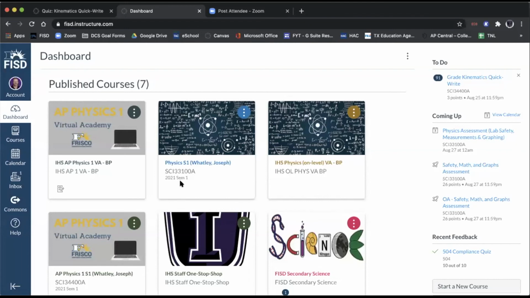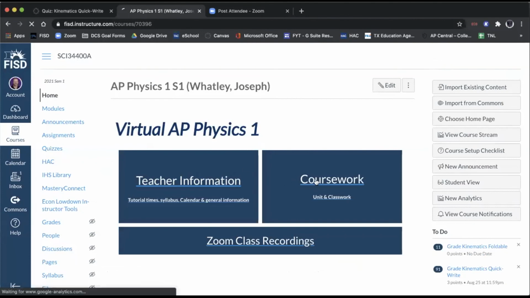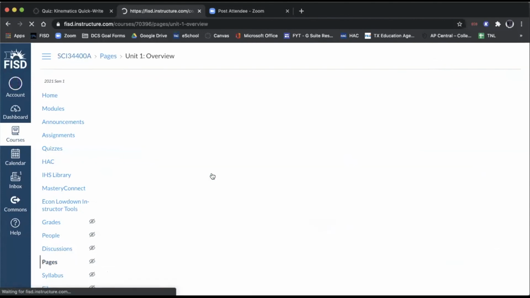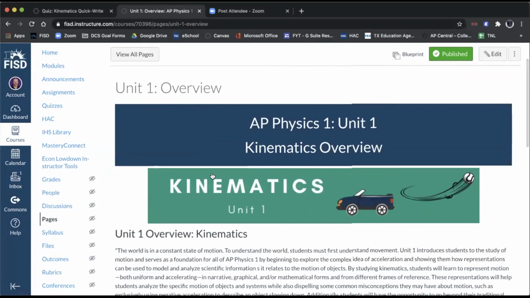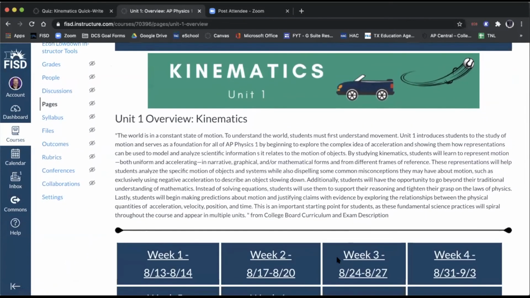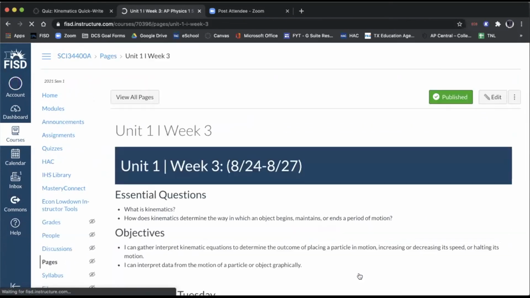Let me pull it up and show you, because there is quite a bit to see, though it doesn't take long. I'm going to share my dashboard. I'm in Canvas. I go into our course, coursework, and then kinematics, because that's where we are. Today is the 26th, which is week 3.